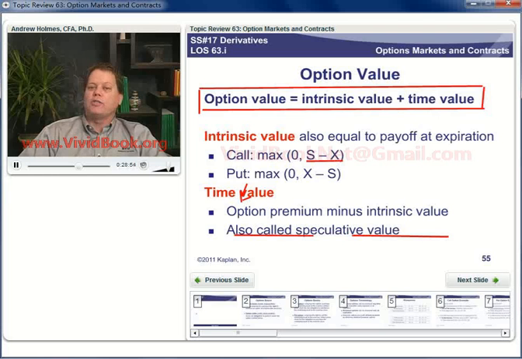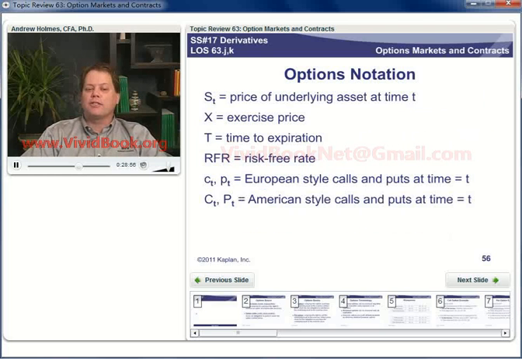How about some notation here? Then we can talk about some pricing bounds, and then we'll be able to look at what drives an option price. So, option notation. S, of course, is the value of the underlying asset at time T. You can think of that as the stock price. More generally, that would be the spot price, or the price at which you can buy the underlying asset. X is the exercise price.